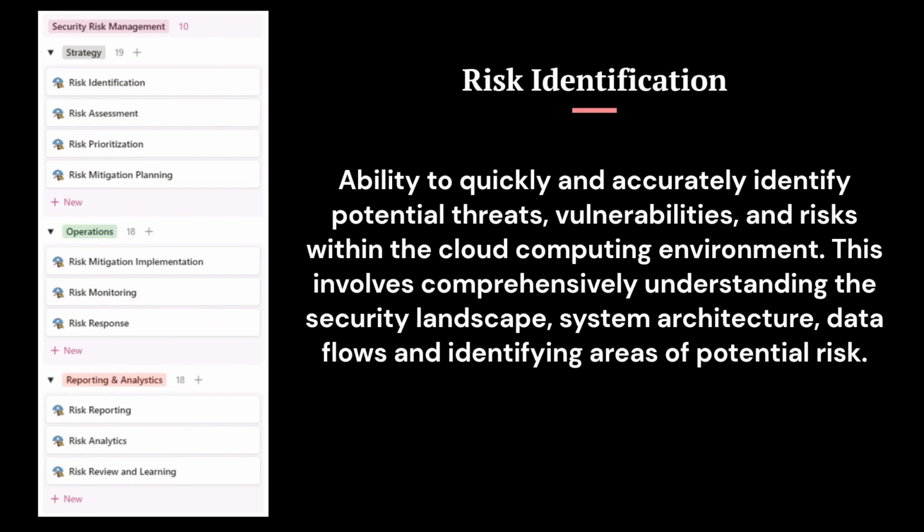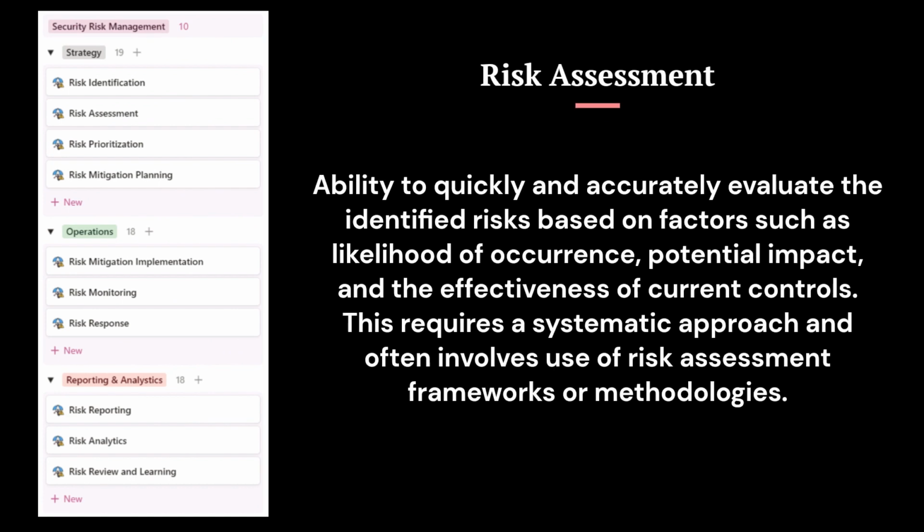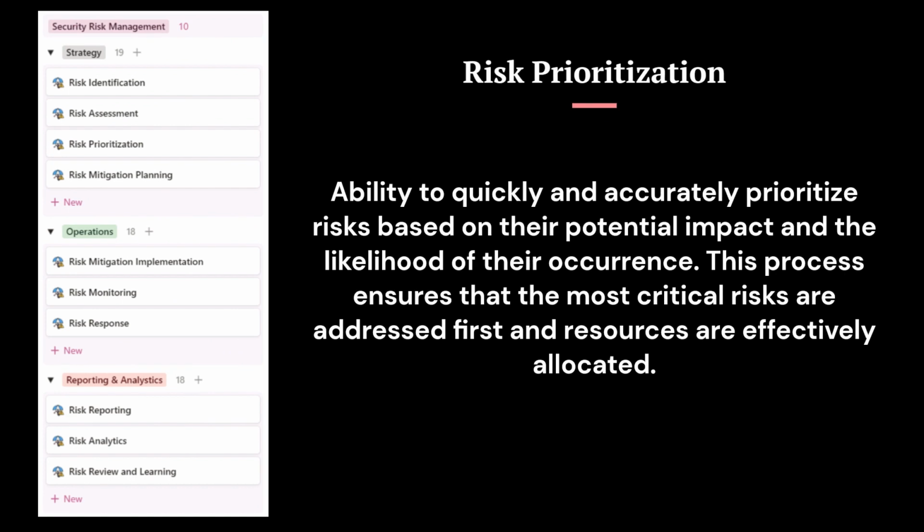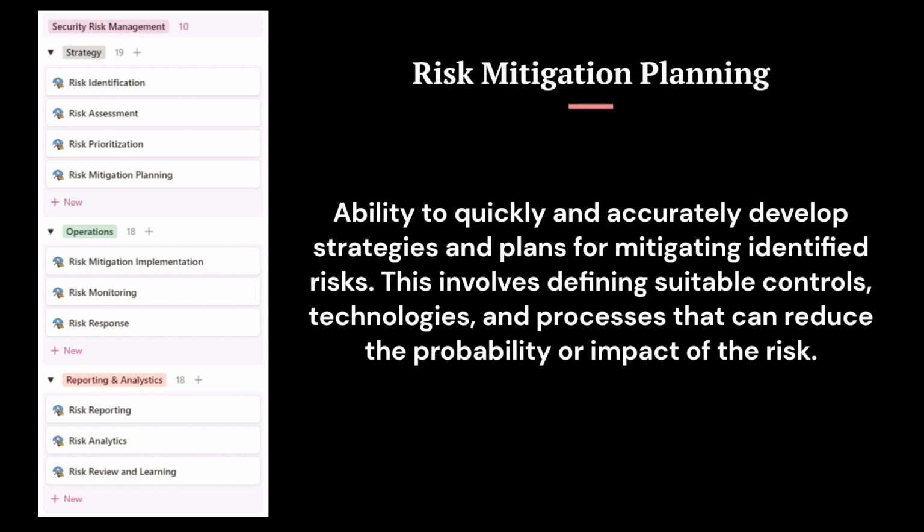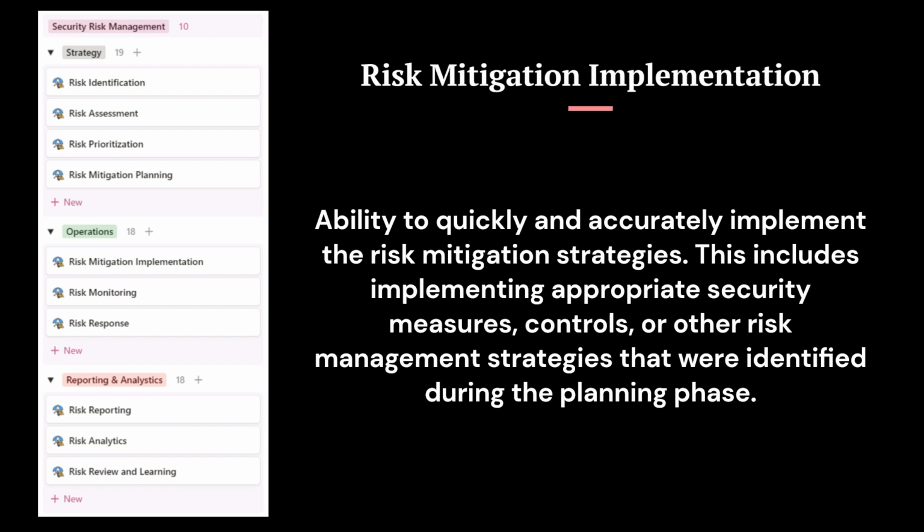ChatGPT generated 10 capabilities for the theme of security risk management. It accurately grouped them into the 3 categories, as instructed. How do you think it did?